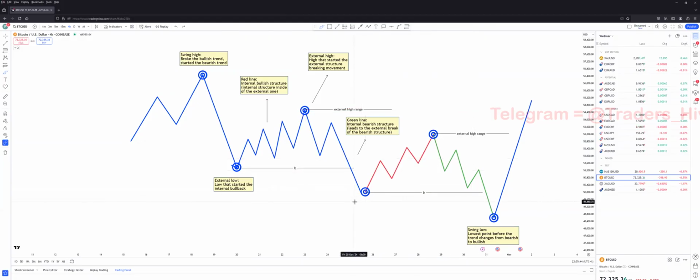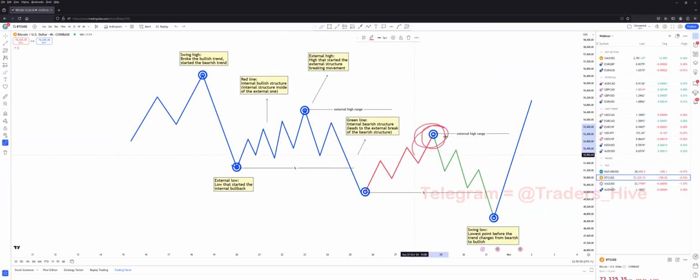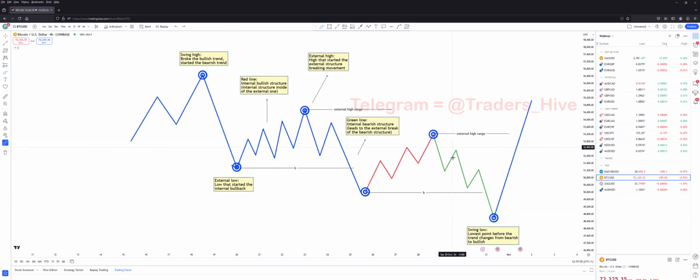And once again, if price breaks the previous external low point to the downside, then a new external high will form. And this high point will be the highest point that initiated the break of this low point. There could be many other low points below the external one, lots of internal low points, but this highest point will always be the external high point. And here is the last point of the structure, the swing low point.